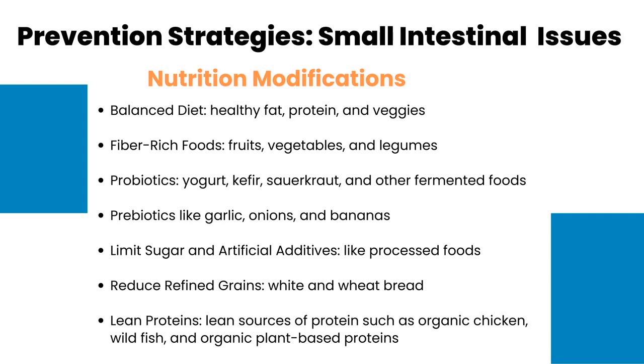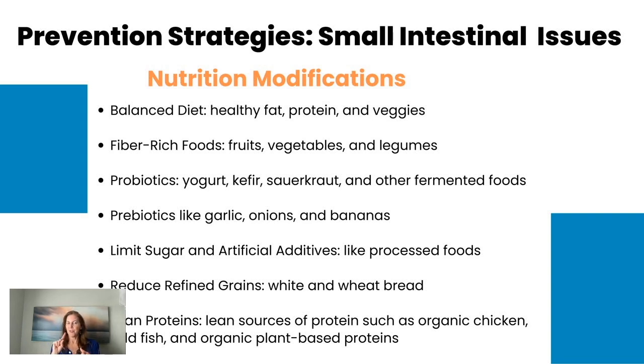So now let's go over natural ways that you can prevent any of these problems from happening in the small intestine. Let's start with nutrition. A balanced diet. And when I say balanced diet, what I mean is healthy fat, protein, and lots of veggies. Healthy fat, olives, olive oil, avocado, nuts and seeds, protein that can be plant protein or organic chicken, grass fed beef, wild fish, veggies of all colors. Fiber rich foods, again, that's veggies, veggies, veggies.